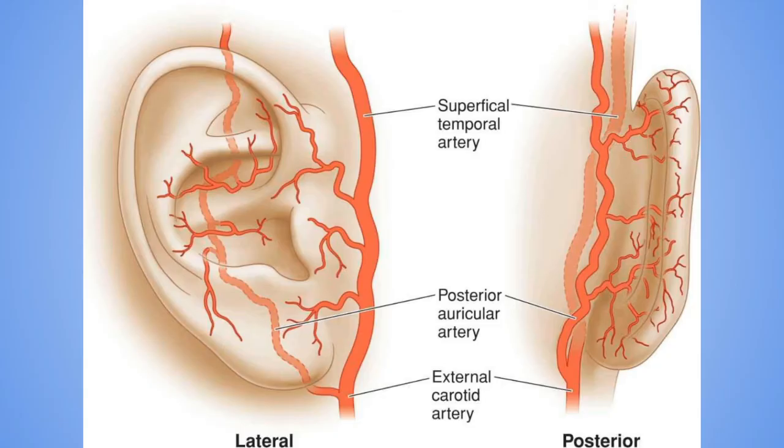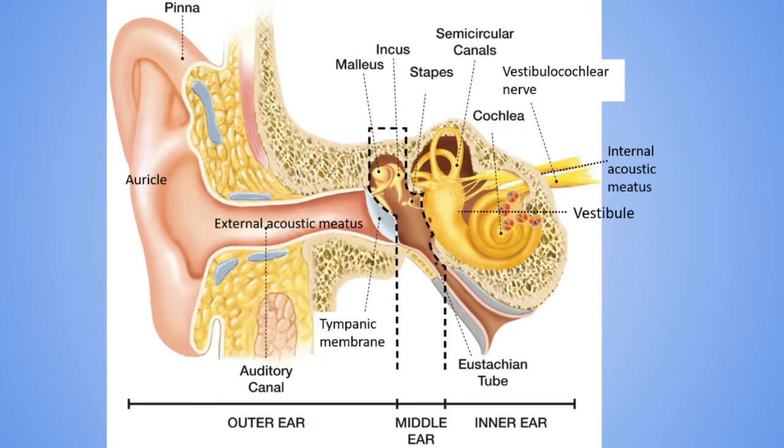Now next is the blood supply of the pinna. The blood supply of the auricle is derived from the posterior auricular and the superficial temporal arteries. The lymphatics are drained into the preauricular and the postauricular lymph nodes. Now next is the external acoustic meatus.